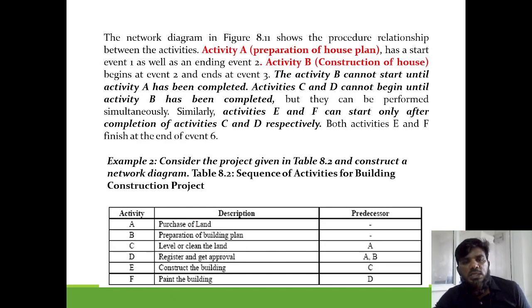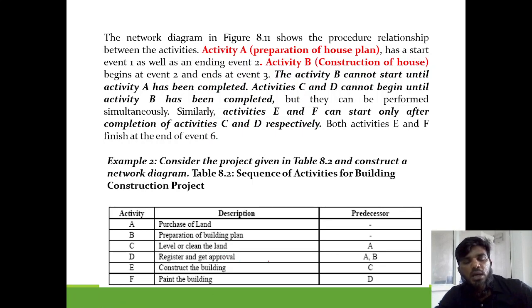Next is C, leveling and cleaning the land. Next is register and get approval. So registration and approval will depend upon purchasing of land, preparation of building plan. After completion of these 2 only, you can go for registration approval. Next is construction of building, which depends upon the level and clean land. Next, paint the building depends upon the registration and getting approval.